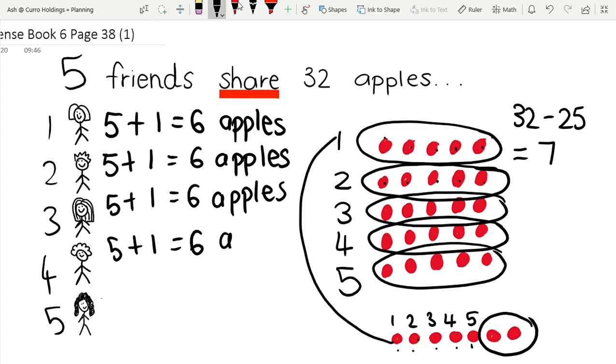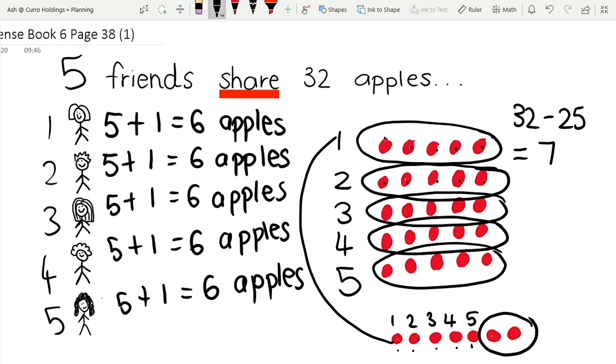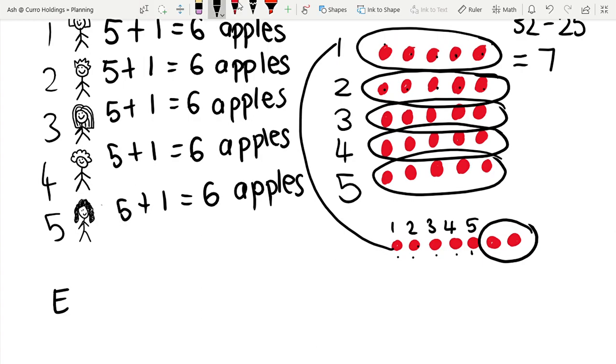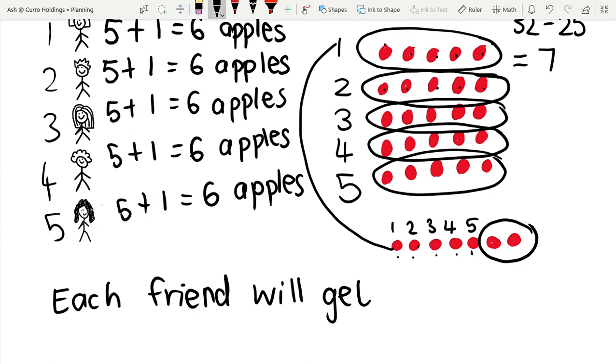How many apples did we have left over at the bottom? If you said 2, you are correct. We had 2 apples left over. But unfortunately, because we have 5 friends, those 2 apples are going to be a bit too tricky to share. So, what is our sentence going to be? Each friend will get 6 apples.